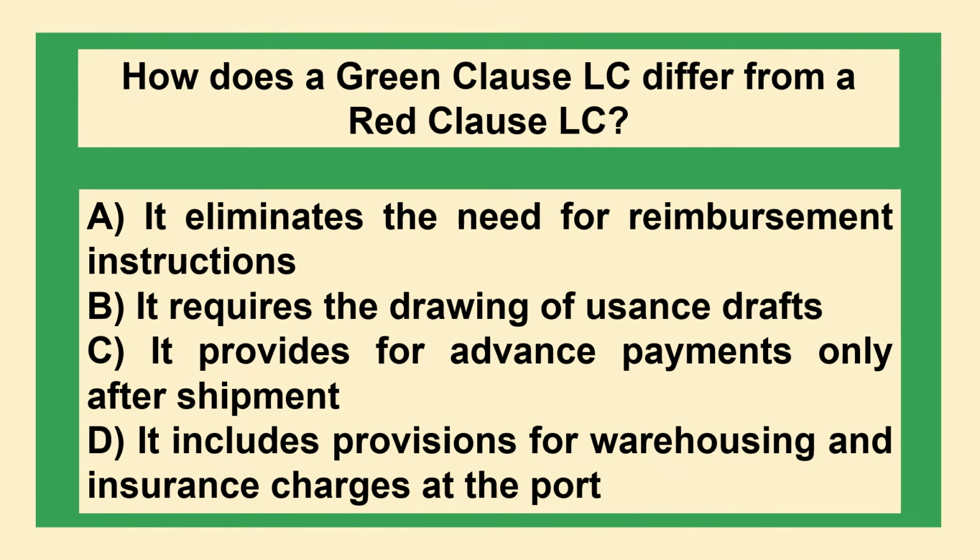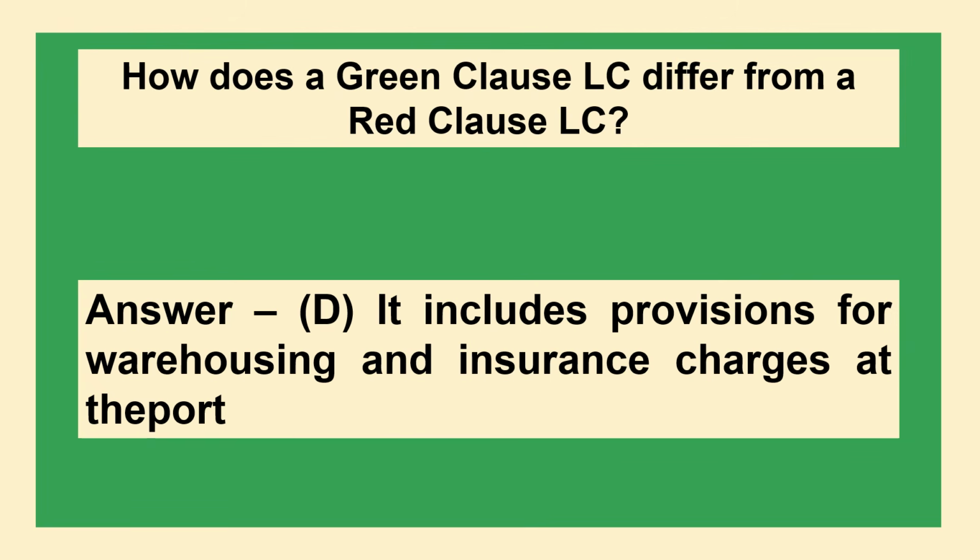How does a green clause LC differ from a red clause LC? Option A. It eliminates the need for reimbursement instructions. Option B. It requires the drawing of usance drafts. Option C. It provides for advance payments only after shipment. Option D. It includes provisions for warehousing and insurance charges at the port. Answer. Option D. It includes provisions for warehousing and insurance charges at the port.